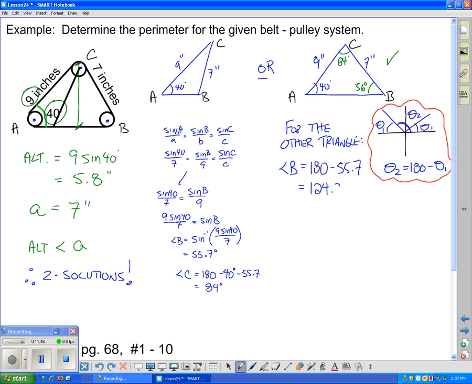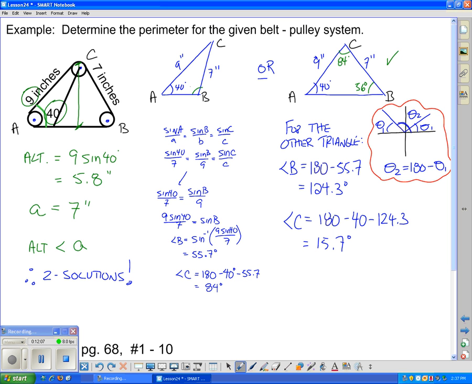So 180 minus 55.7 is 124.3, which means that angle C is 180 minus 40 minus 124.3. So 180 minus the 40 minus the 124.3, we get 15.7 degrees. So there are the two answers. I'm going to put this information in here.